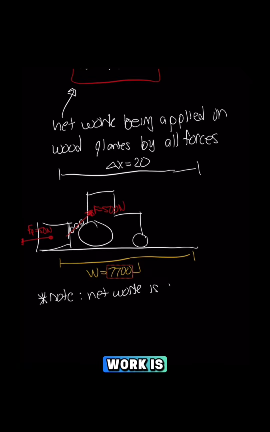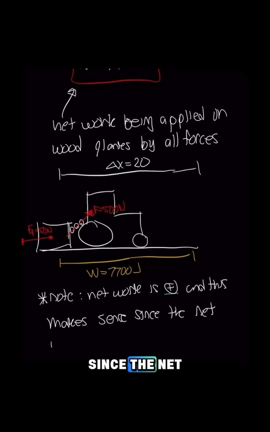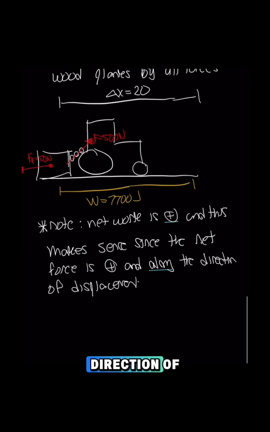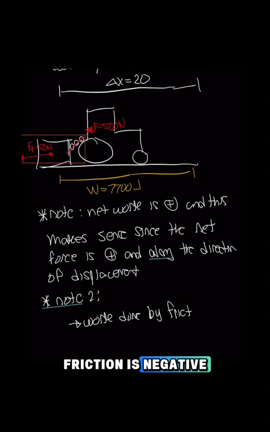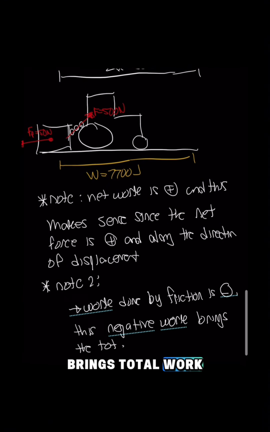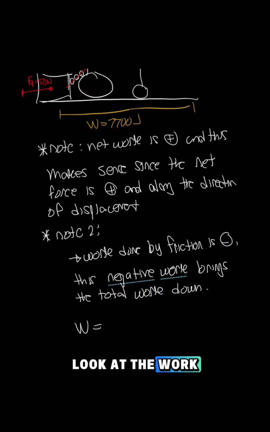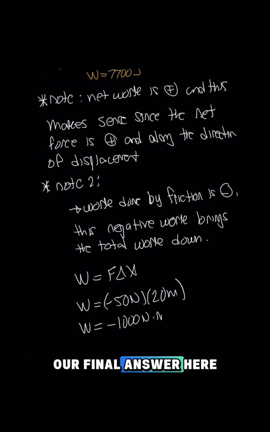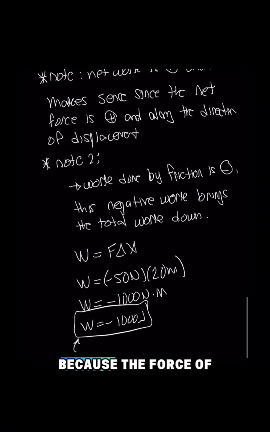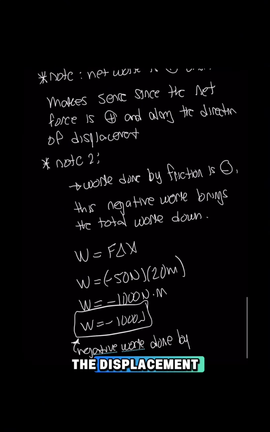Note that the net work is positive, and this makes sense since the net force is positive and along the direction of displacement. The second note I just want to make is that the work done by friction is negative. This negative work brings total work down. So if we just look at the work done by friction, we apply our equation here. F is going to be negative 50 newtons, delta x is going to be 20 meters. Our final answer here is negative, and this makes sense because the force of friction is opposite to the displacement direction.